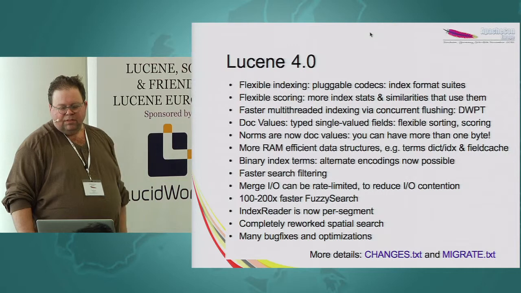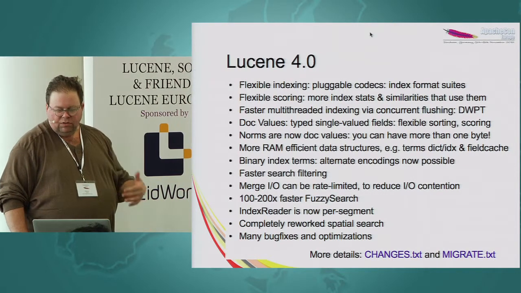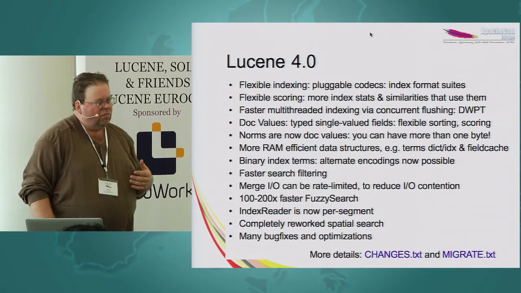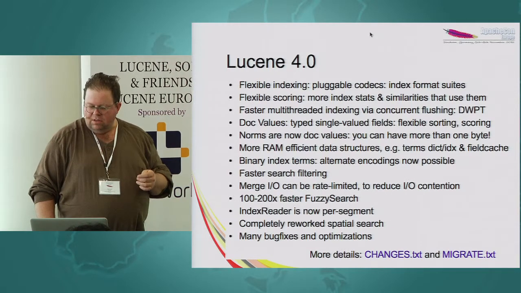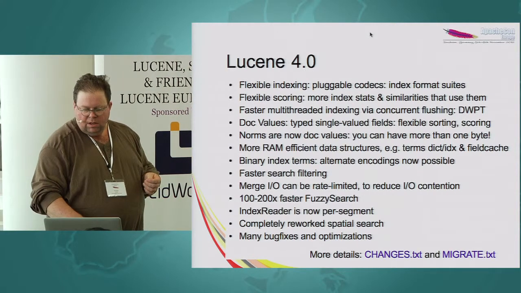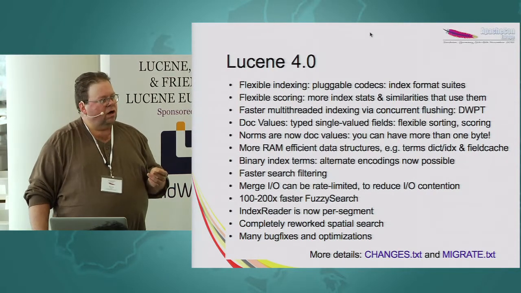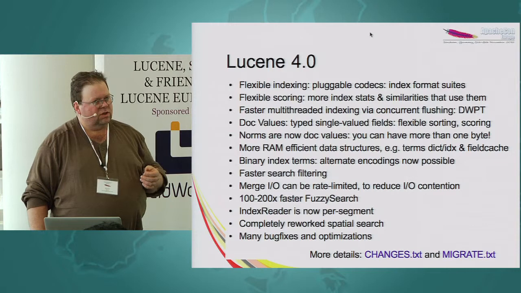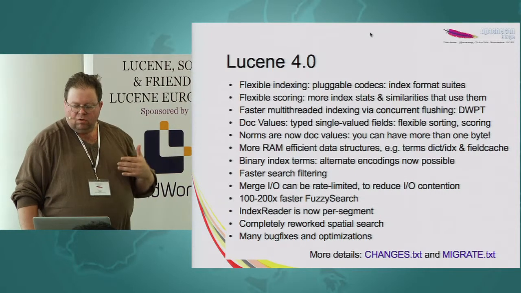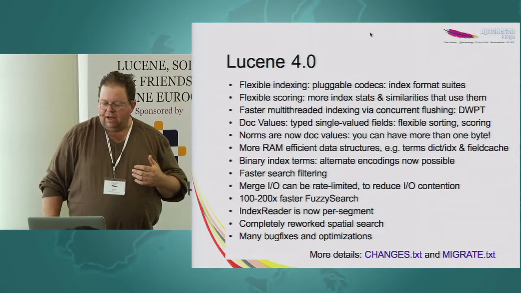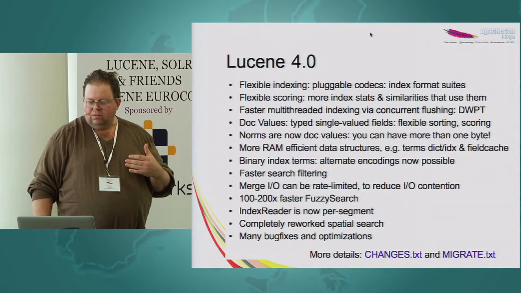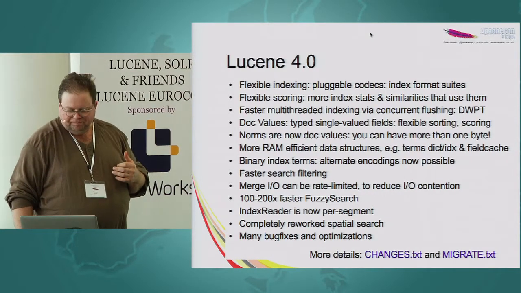Doc values, which are typed single-valued fields and can be used for flexible sorting and scoring. And I say flexible because they can either be RAM resident or read from disk, and don't need to be parsed because they're stored in pre-parsed form. Norms, which are used to encode things like document field boosts as well as length norm factors for scoring, are now stored as doc values. And as a result, you get everything that you get from doc values, which means that norms aren't limited to just a single byte as they have been.